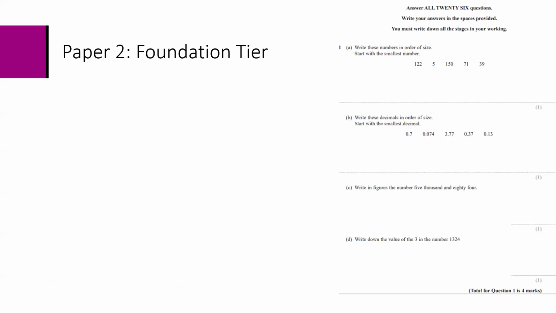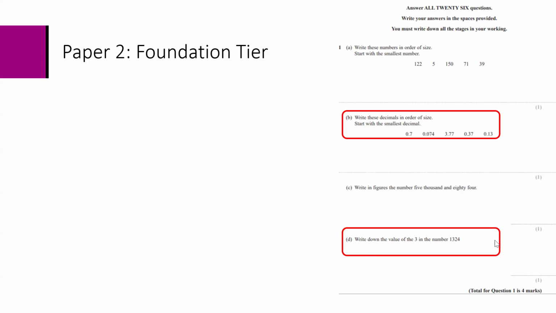Okay, so on to paper 2 of foundation tier. Write these decimals in order of size. Sometimes there are misconceptions around this one that are good to reveal. A lot of students call this 0.37 and 0.7, and that comes out in the exam statistics. Write in figures this number, but it's actually this last one that I wanted to highlight to you.